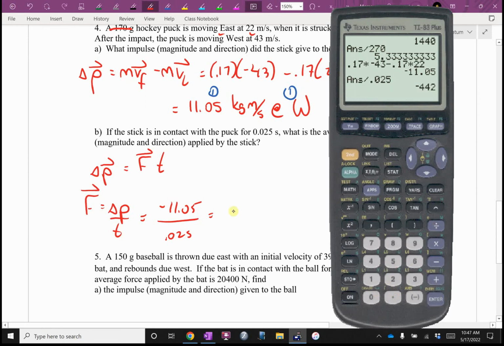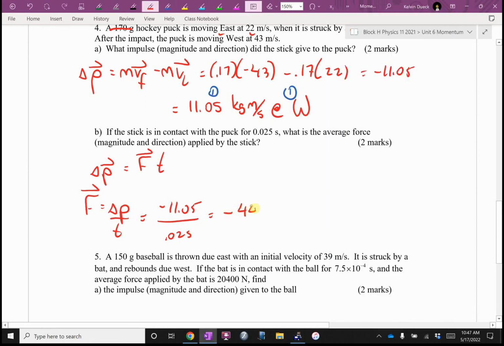And I get negative 442 newtons. Is that correct? Now, what does a negative mean? Because it said magnitude and direction. To the east? West. I let west be negative, not east. So it's going to be 442 newtons west. Again, 1 mark for the magnitude, 1 mark for the answer.